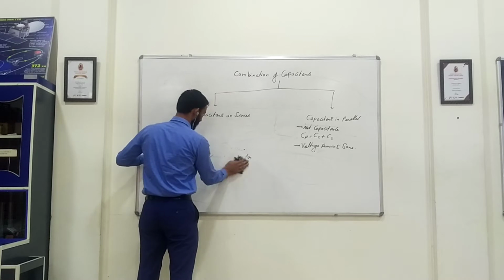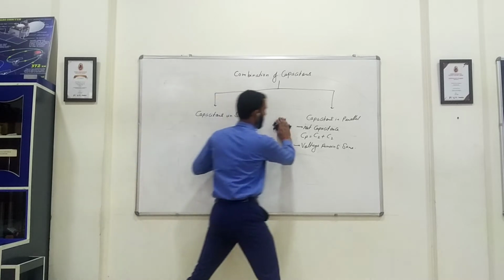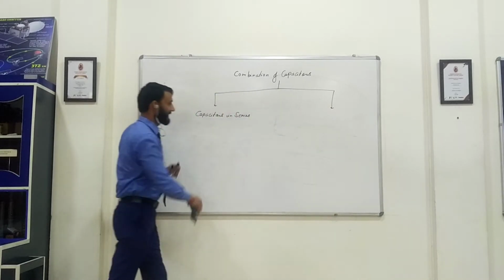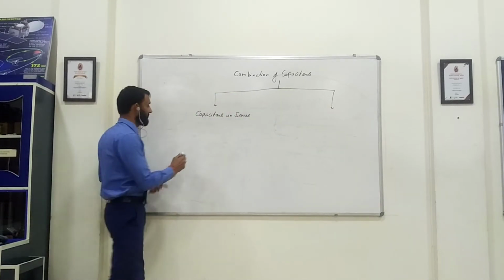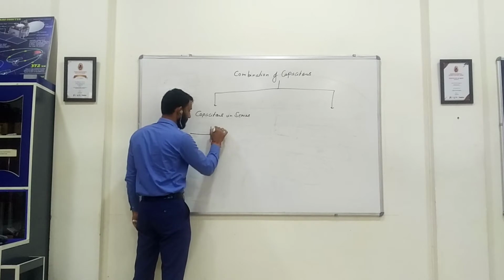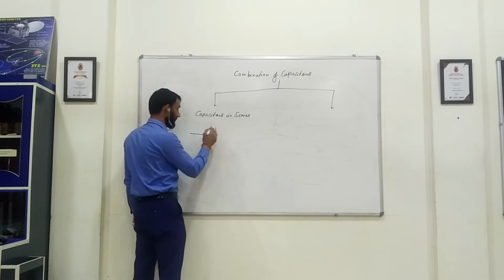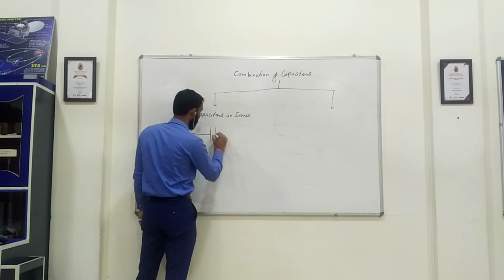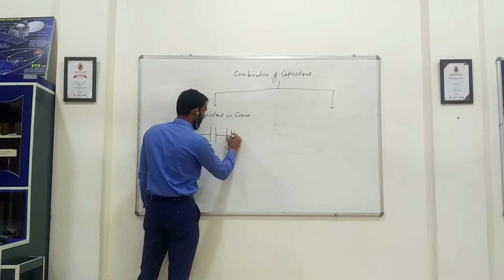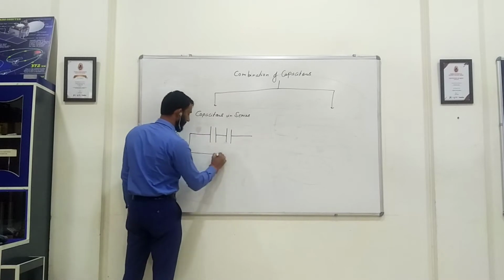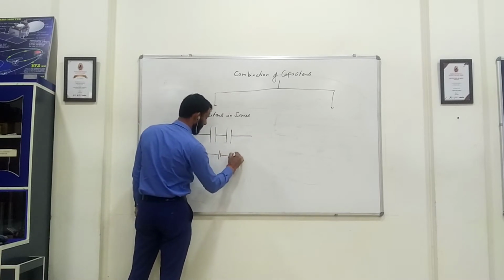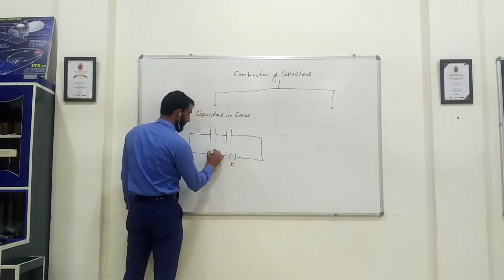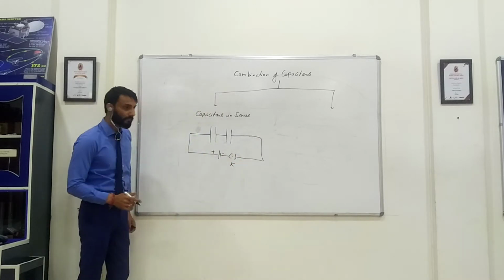Now let me go into the details of the formula of the net capacitance when they are connected in series and when they are connected in parallel. Suppose this is one capacitor, this is the symbol of the capacitor: one plate will be positive, another will be negative. Here again I am connecting it like this, and then it is connected with the battery with the help of a key. The key is turned on, so this is positive, this is negative.